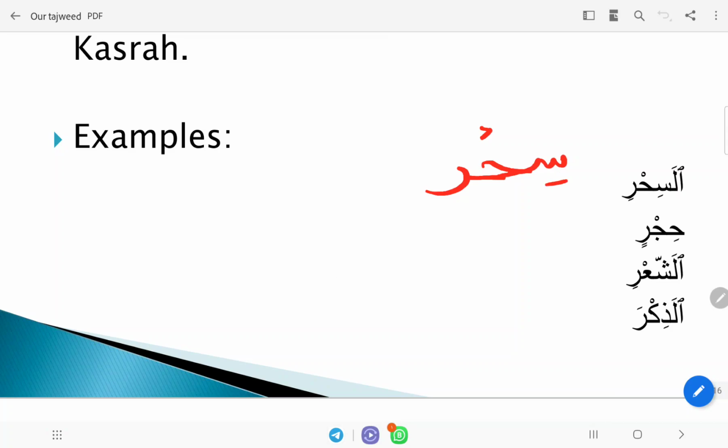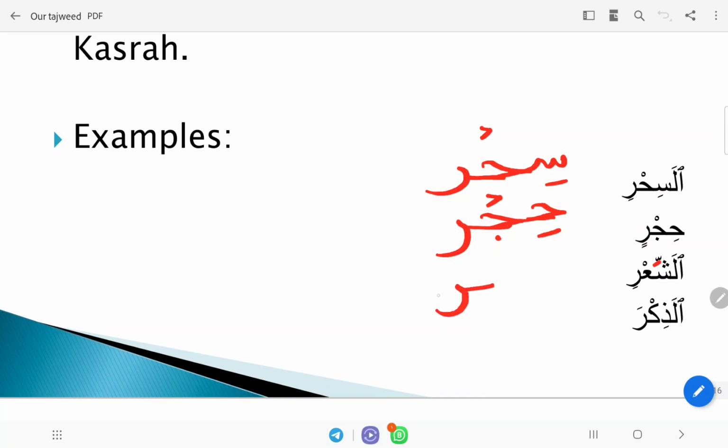سحر. We don't say سحر, no, سحر. The second word حجر. The ra here has تنوين بالكسر, and when we stop at it, it will be ساكن. So the ra ساكن is preceded by ساكن, and the ساكن is preceded by كسرة. حجر. The second example الشعر.